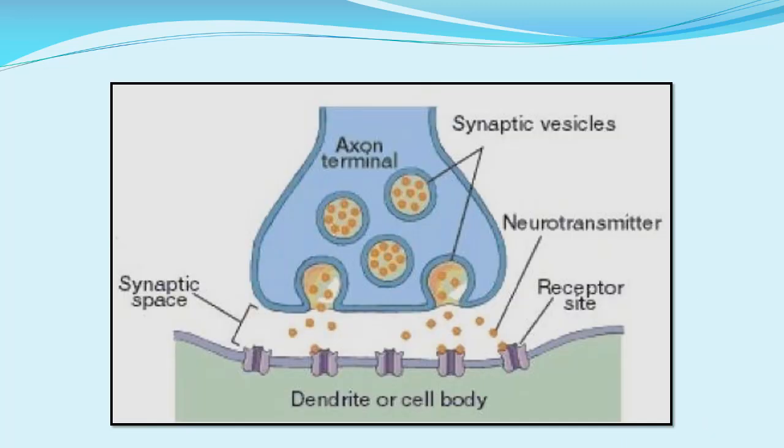The nervous system is composed of the central nervous system, made up of the brain and spinal cord, and the peripheral nervous system, which contains nerves that carry information to and from the central nervous system. Neurons are the structural units of the nervous system.